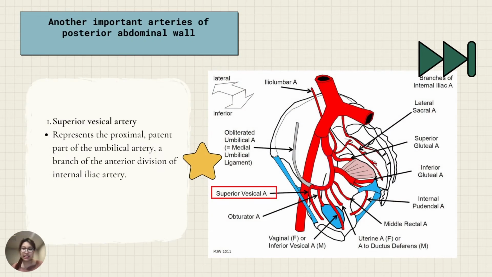So another important artery of the posterior abdominal wall is the superior vesical artery. This is a branch of the umbilical artery of the anterior division of the internal iliac artery. It supplies a part of the bladder, ureter, seminal vesicle, and the ductus deferens.